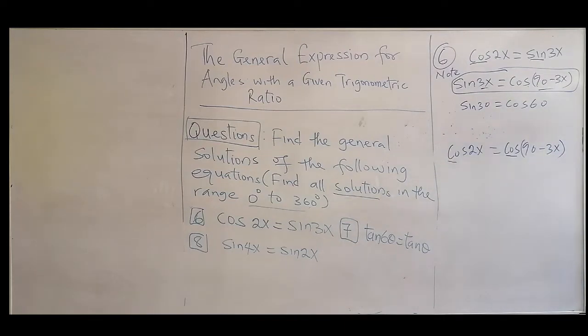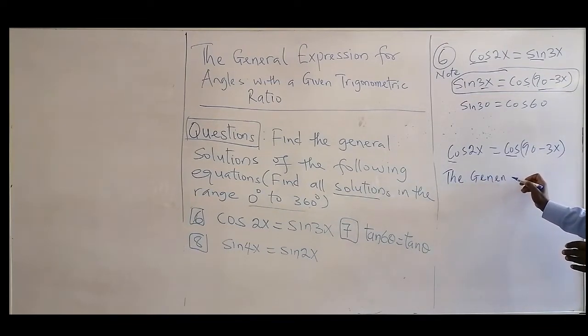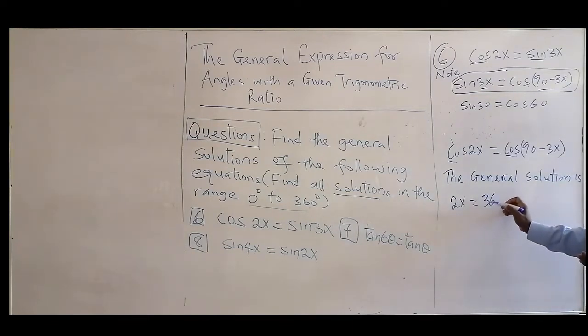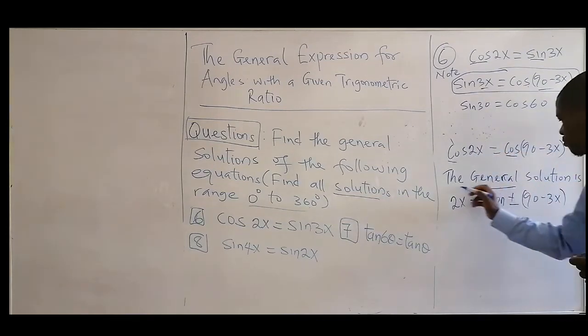So in that case we can quickly find the general solution. The general solution is what do you have here? You can see the cosine will cancel out. Cosine will cancel out. Just have 2x equal to the cosine function's general form, which is always 360n plus or minus (90 minus 3x). Okay, that's your function there. This cosine cancels, just have 2x equal to 360n plus or minus (90 minus 3x). So this is our general solution.